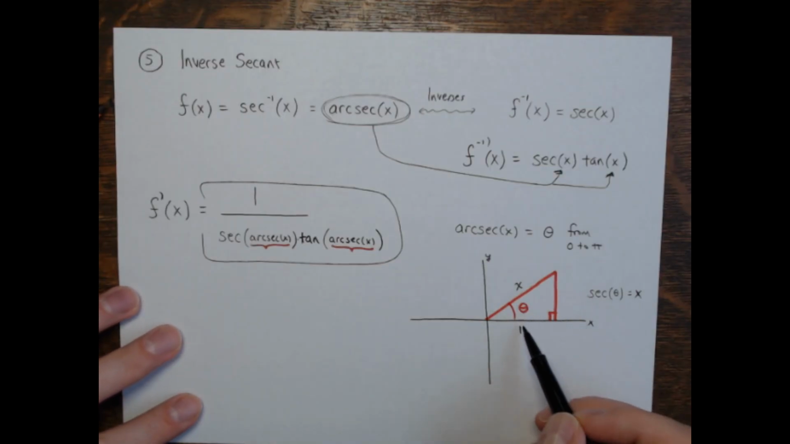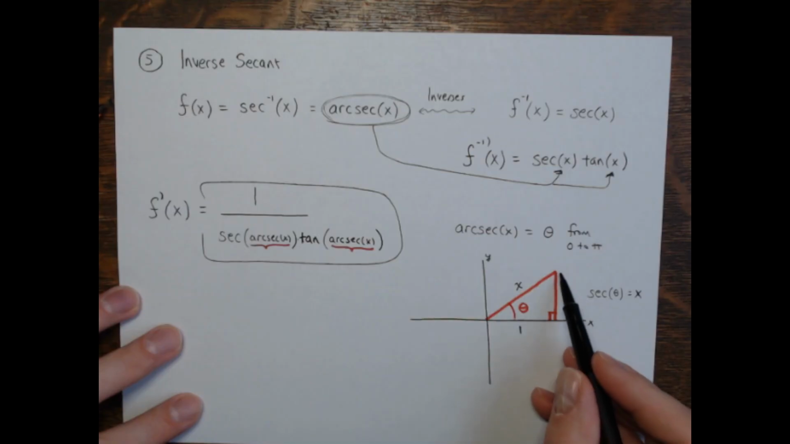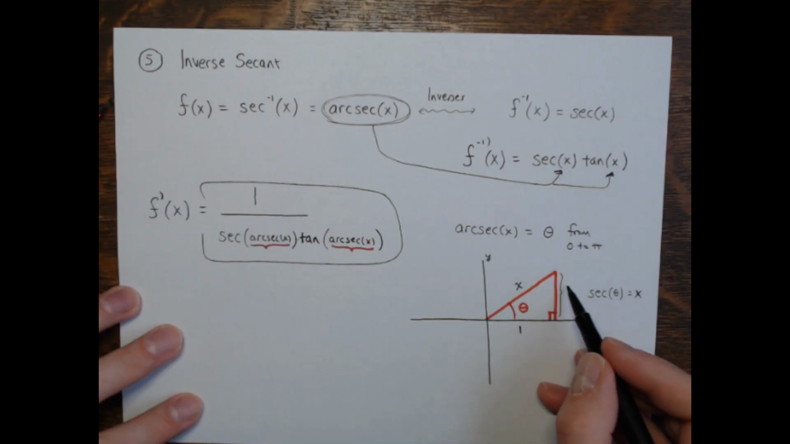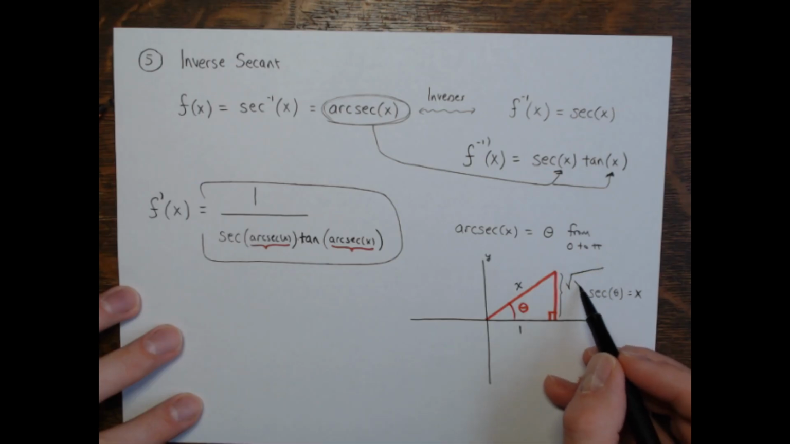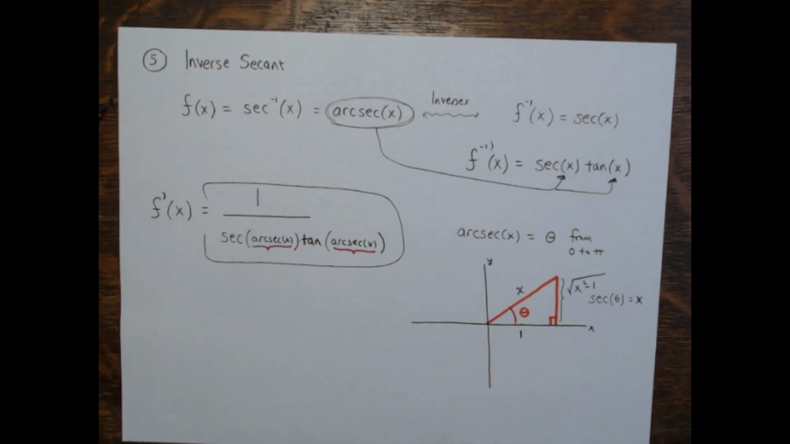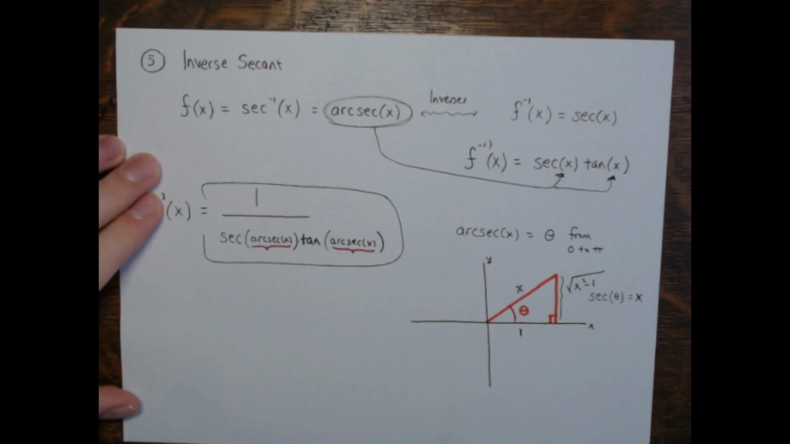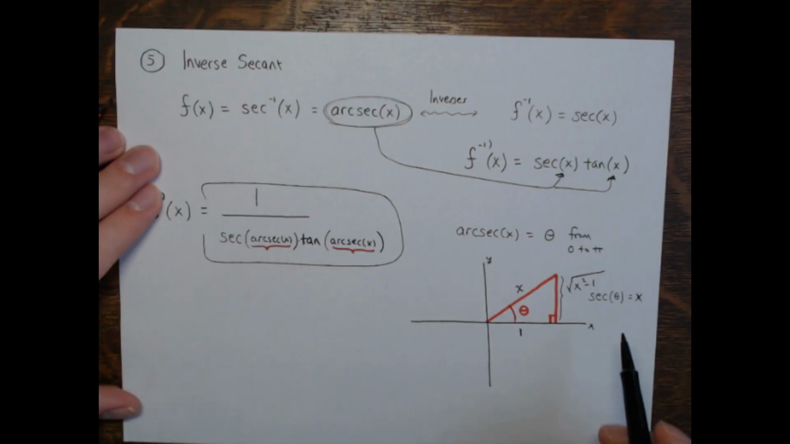And if those are the lengths of those, then the length of this other side by the Pythagorean theorem would be the square root of x squared minus 1. All right. And we're asked to find the secant of this and the tangent of this as well.